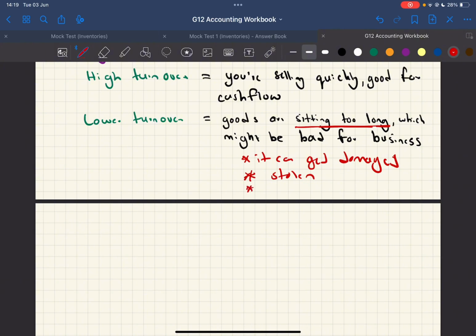And lastly, it can go out of fashion, right? Especially if you're in the fashion industry, the fast fashion industry, whereby things change, right? You might be holding stock for too long, and then the trend changes. Now you can no longer sell the stock because people don't want it, they want the new stuff. So a lower turnover rate is really bad.